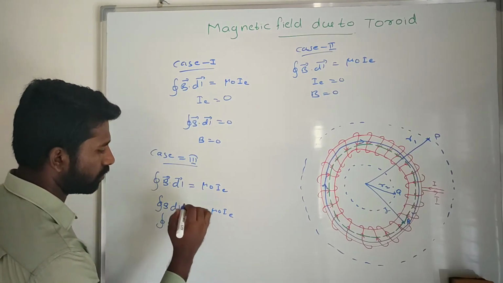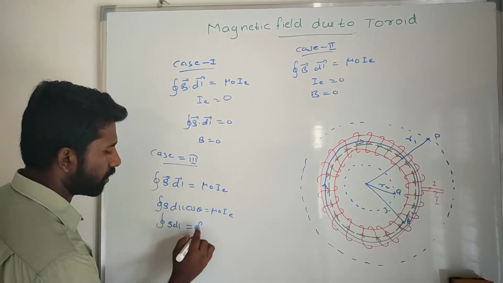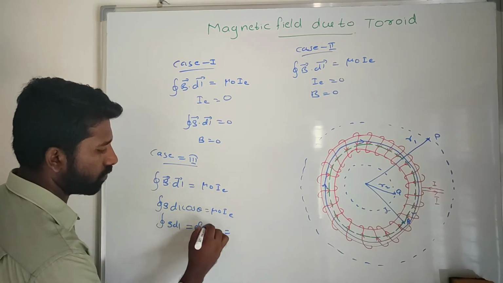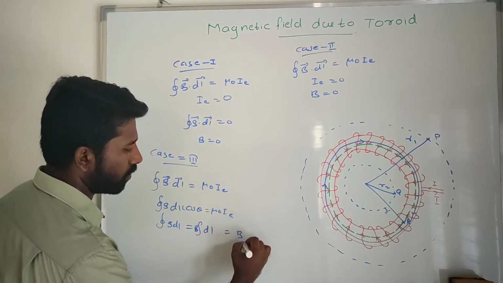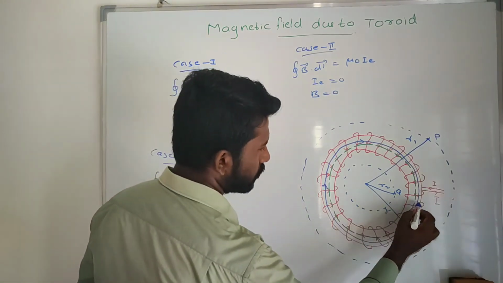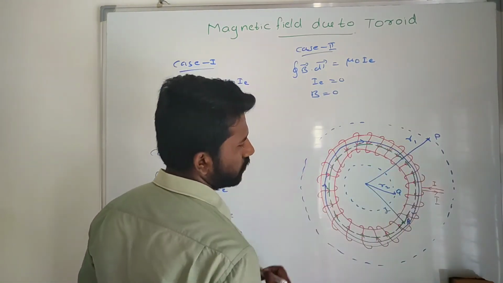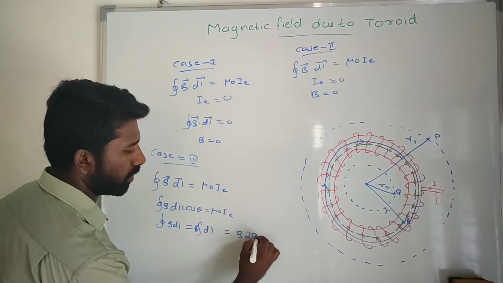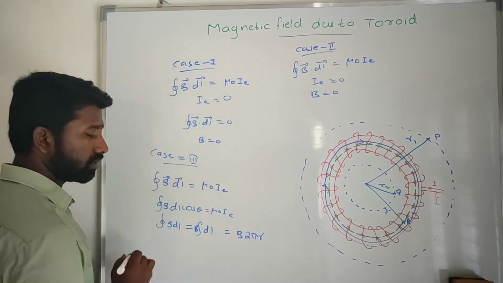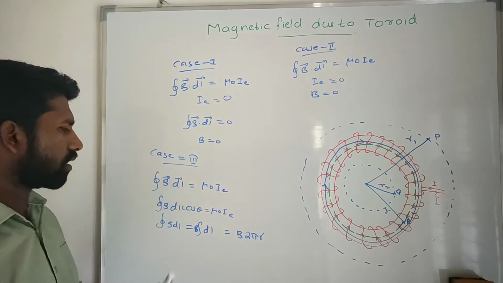Integral B dl is equal to B, I am taking it outside, integral dl. That is B into the integration of dl. That means adding up each of these blue segments. So what will you get? The total circumference of the circle, that is 2 pi r. That is about the integral B dot dl.